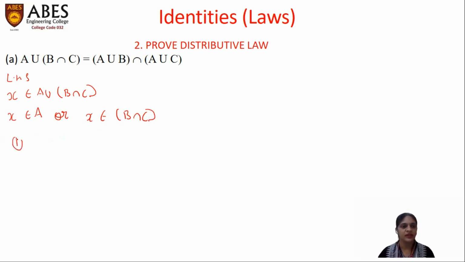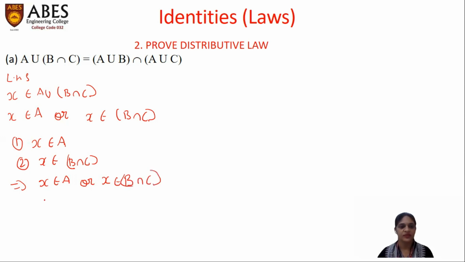So here we have two possibilities, that is X belongs to A, and the second is X belongs to B intersection C. So we can write this as X belongs to A or X belongs to B intersection C. Intersection means and. We can open this as X belongs to A or X belongs to B and X belongs to C. We have the property of this or: either X belongs to A or X belongs to B and X belongs to C.